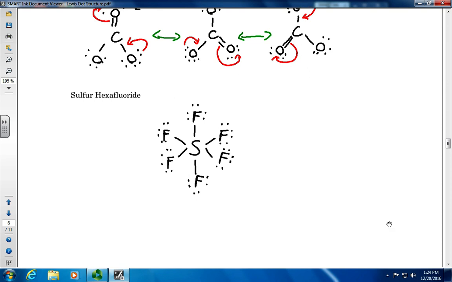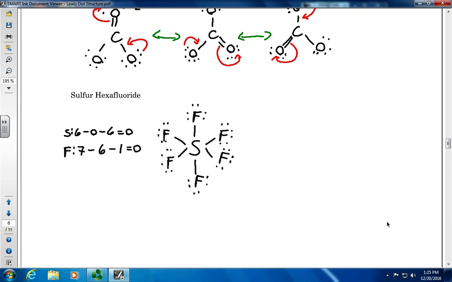Sulfur falls in the needs of 6 valence electrons. So if we were to do the formal charges, sulfur has 6 minus 0 free minus 6 bonds, which gives it a formal charge of 0. Fluorine has 7 valence electrons minus 6 free electrons minus 1 bond, which also gives it a 0.